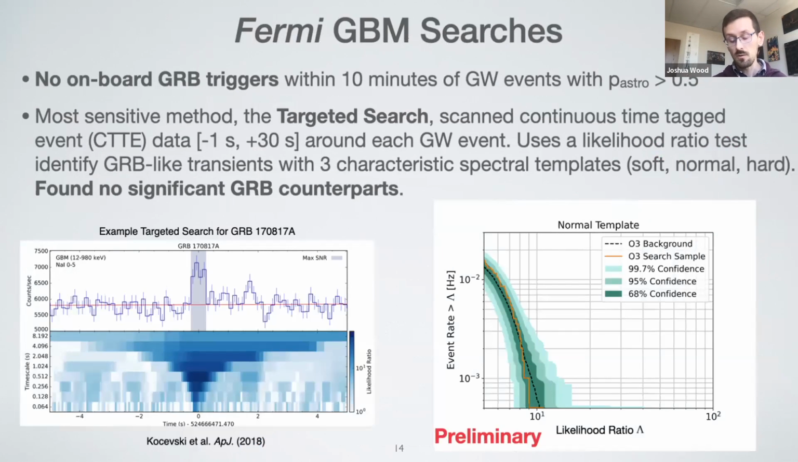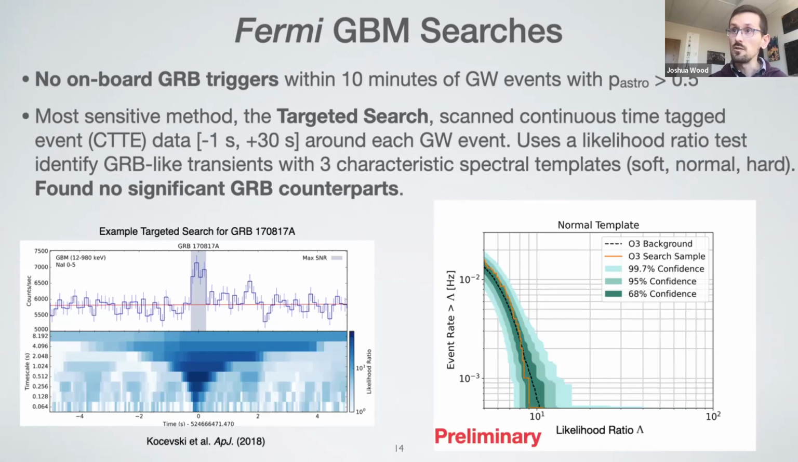At the start, we just look for: are there any onboard GRB triggers that we normally trigger on in real time? Were there any events near any of these gravitational wave events? And there were none within 10 minutes. So there's no convincing onboard triggers that could be a GRB associated with these gravitational wave events.